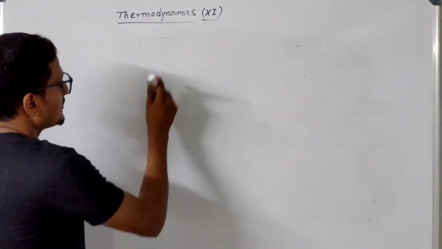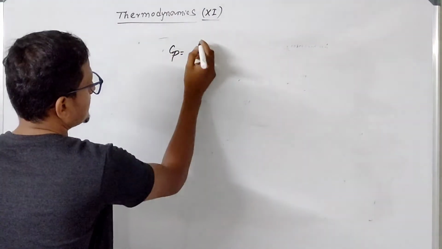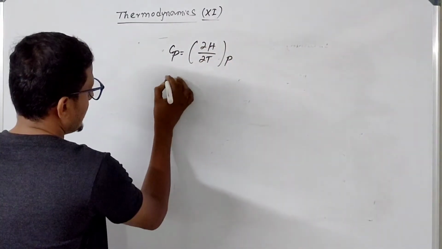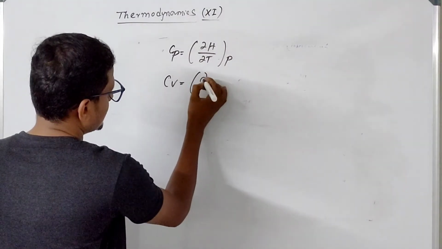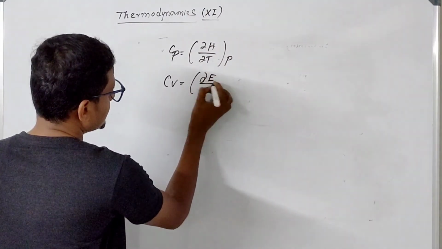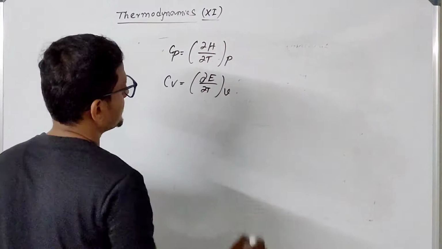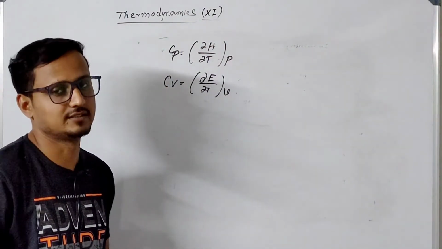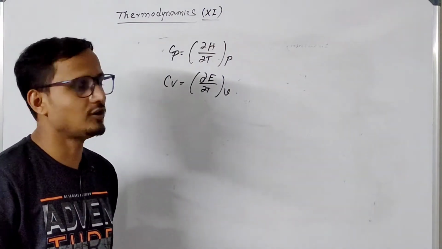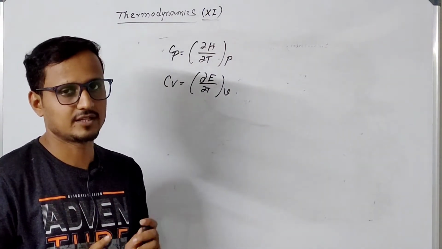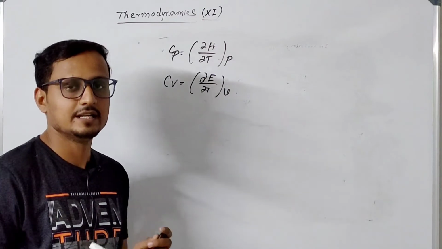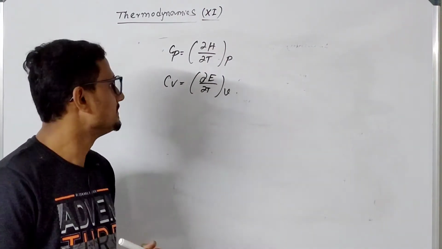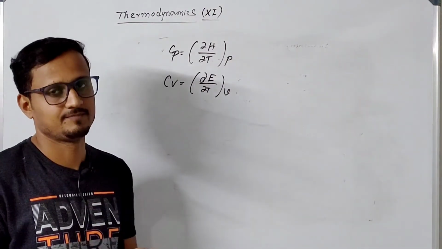Now first of all, we know Cp is (del H by del T) at constant P, and Cv is (del E by del T) at constant V. Now the difference of Cp and Cv is the work done by 1 mole of ideal gas when the temperature is raised through 1 degree centigrade. That means Cp minus Cv is the work done.